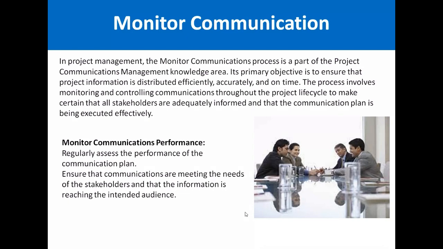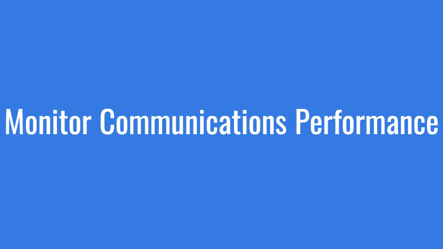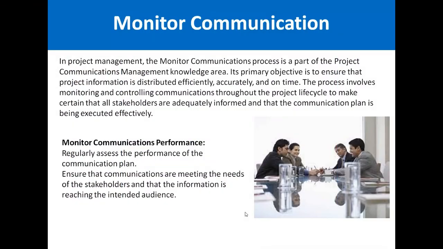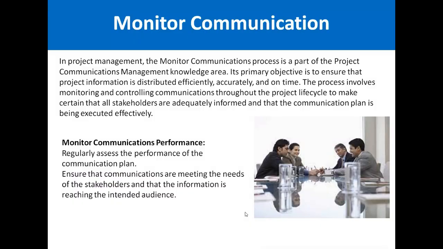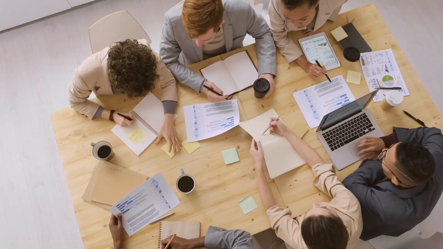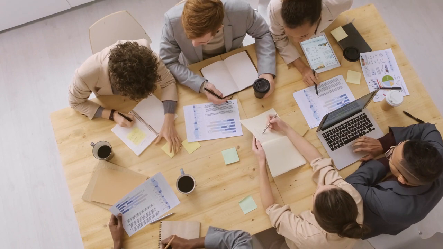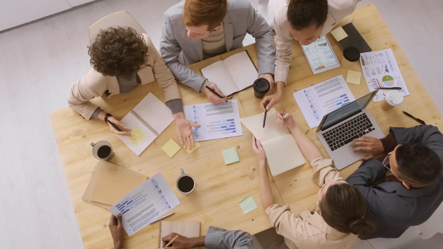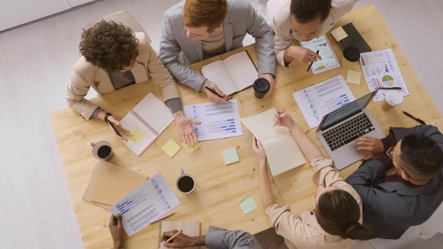So the first thing is monitor communication performance. That means regularly assess the performance of the communication plan, and ensure that communications are meeting the needs of the stakeholders and that the information is reaching the intended audience. Here, friend, we know there are several stakeholders working for the project. We have to assess whether the stakeholders are satisfied with the information provided according to the communication plan.